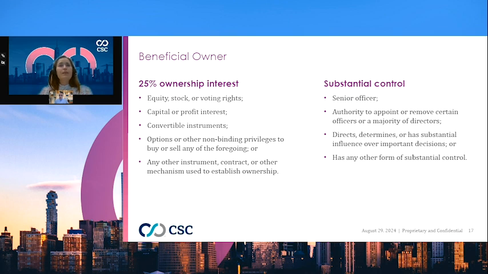So what does it mean to have substantial control? Again, the test is very broad and includes any individual meeting any of the four general criteria. First, a senior officer of the company, such as a president, CEO, CFO, COO, general counsel, or other officer, regardless of title, who performs a similar function. Second, someone with the authority to appoint or remove certain officers or a majority of directors. Third, someone who directs, determines, or has substantial influence over important decisions, or, as a catch-all, has any other form of substantial control.